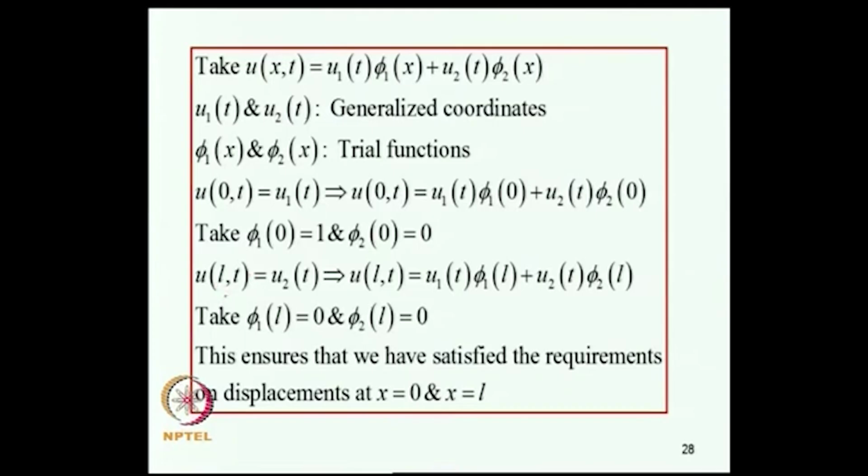Next, u of L comma t is u2 of t. So, if I impose that condition, I will get phi 1 of L is 0, phi 2 of L is 0. Now this ensures that if we select phi 1 and phi 2 so that these 4 conditions are satisfied, we have satisfied the requirements on displacements at x equal to 0 and x equal to L.